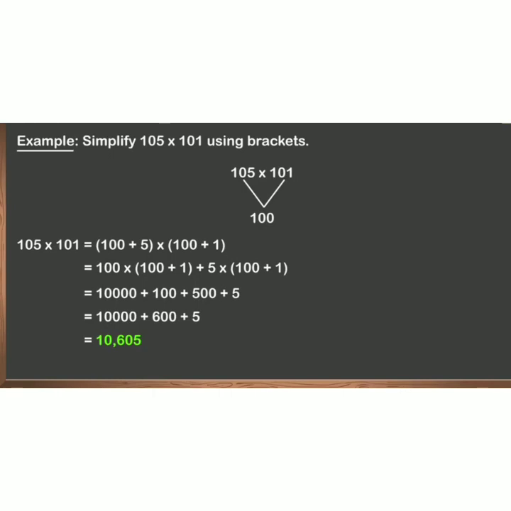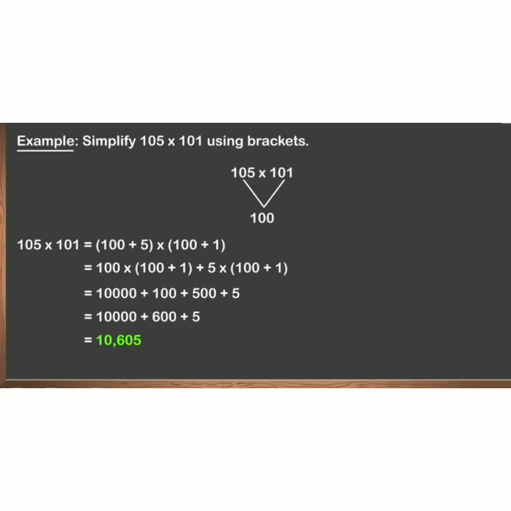Next, simplify 105 into 101 using brackets. Instead of doing direct multiplication, when you use the brackets, you will get the answer easily. So here I am going to write 105 in expanded form, and 101 in expanded form. The expanded form of 105 is 100 plus 5, and of 101 is 100 plus 1. Now 100 I am going to multiply with 100 plus 1. Again 5 I am going to multiply with 100 plus 1. Then remove the bracket, and you will get the answer.